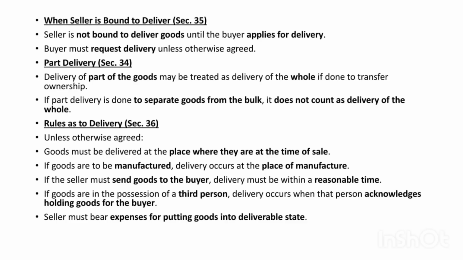The third one is time. If the seller must send goods to the buyer, delivery must be within a reasonable time. Reasonable depends on distance, goods type, and trade practice, and it is not fixed. The fourth one is third person possession. If goods are in the possession of a third person, delivery occurs when that person acknowledges holding goods for the buyer. The fifth one is expenses, that the seller must bear the expenses.